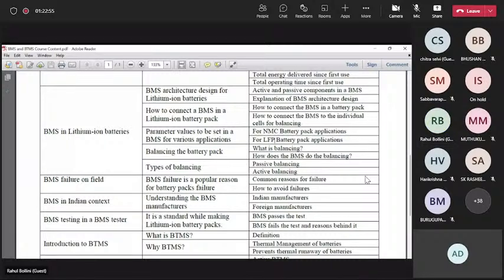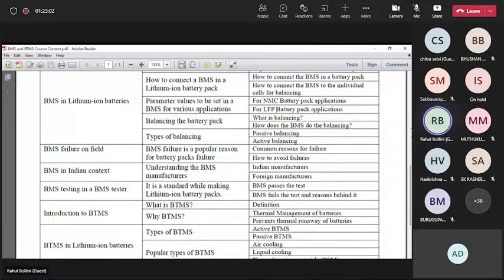And then we'll be talking about what the parameters to be set are: the voltage, upper cutoff, lower cutoff, and temperature to be set while charging and discharging. These are the parameters. It varies a little bit for LFP and NMC. Balancing the battery pack. What is balancing? How does the BMS balance? Types of balancing.